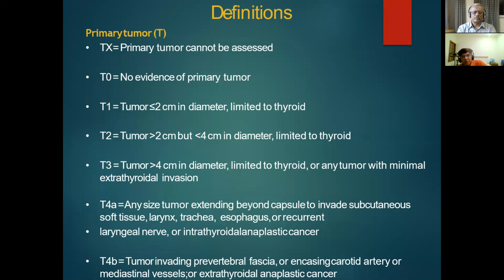2 centimeter in diameter, limited to thyroid. T2, tumor more than 2 centimeter but less than 4 centimeter, limited to thyroid. T3, more than 4 centimeter, limited to thyroid, or any tumor with minimal extrathyroidal invasion. T4A, any size of tumor extending beyond the capsule, invading the tissues outside the capsule. T4B is tumor invading prevertebral fascia or encasing the carotid artery or mediastinal vessels, or anaplastic cancers.